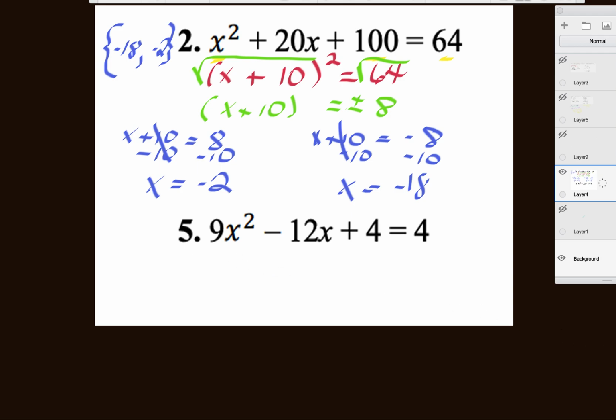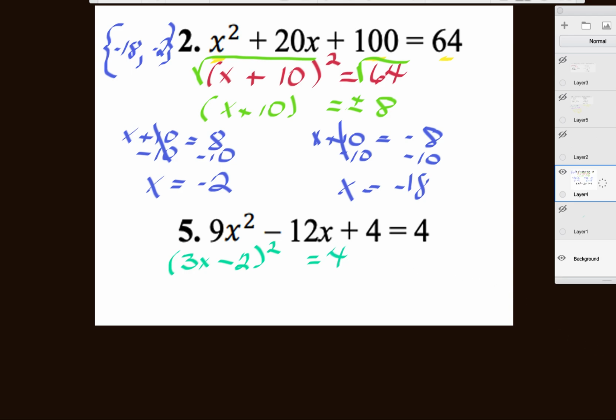Let me use a different color. I apologize. The square root of 9 is 3. The square root of x squared is x. Must be subtraction because our middle term has a negative next to it. And then let's go ahead and take the square root of 4. Now we have 2. All right, well, that's going to be equal to 4.